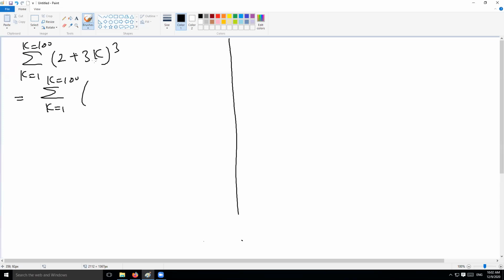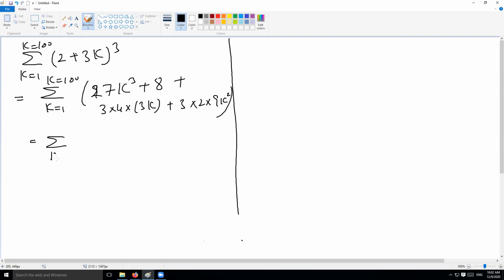So when you expand this, what are you going to get? You're going to get 27k cubed, plus 8, plus 3 times 4 times 3k, plus 3 times 2 times 9k squared. Agree with me? Everyone is happy with this expansion?